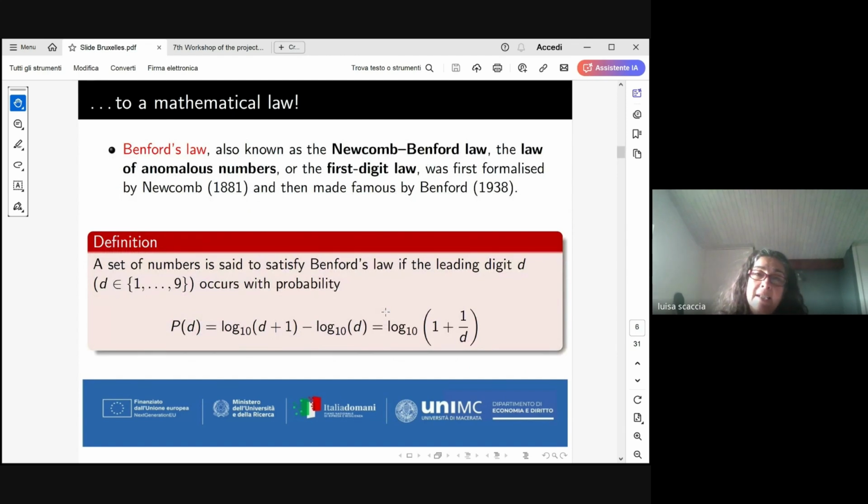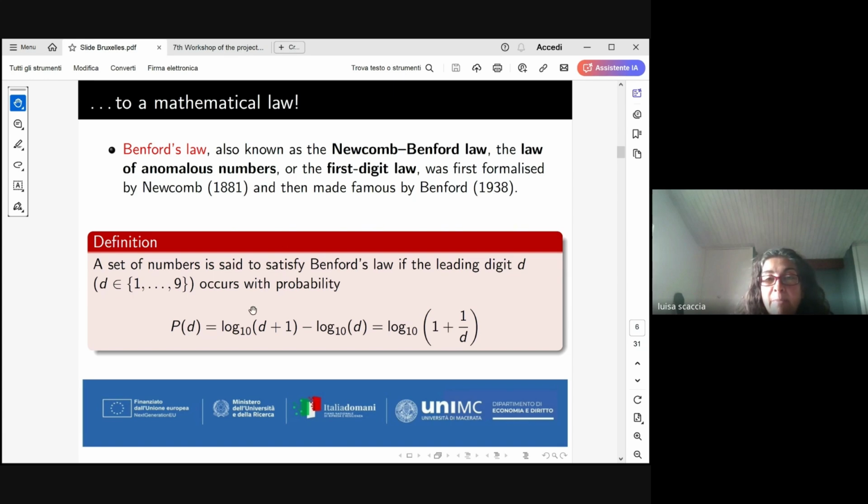So this empirical observation was formalized into a probabilistic law for the first time by Newcomb in 1881, and then later it was made famous by Benford, from which it takes the name. But it is also known as the Newcomb-Benford law, or the law of anomalous numbers, or still the first digit law. So you can find it under many different names.